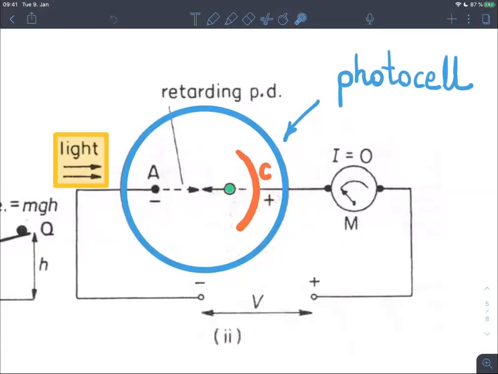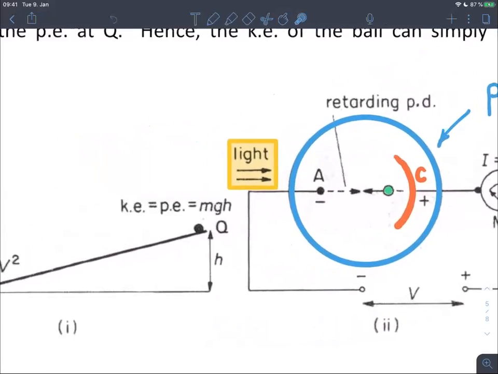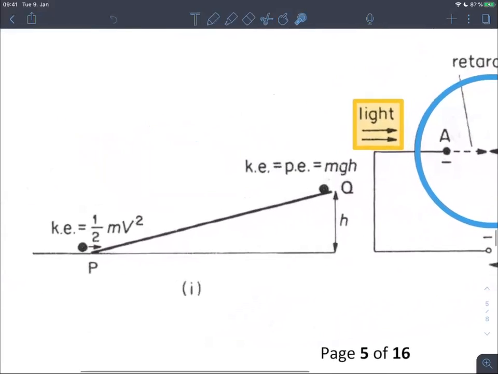Now this depends on how large the applied voltage is. If V is too low, then the electrons will simply be slowed down, but they would still make it to A and the current would still be detected. This is like saying that we have a low height h for the inclined plane. The ball would be slowed down, yes, but it would still make it over the top.